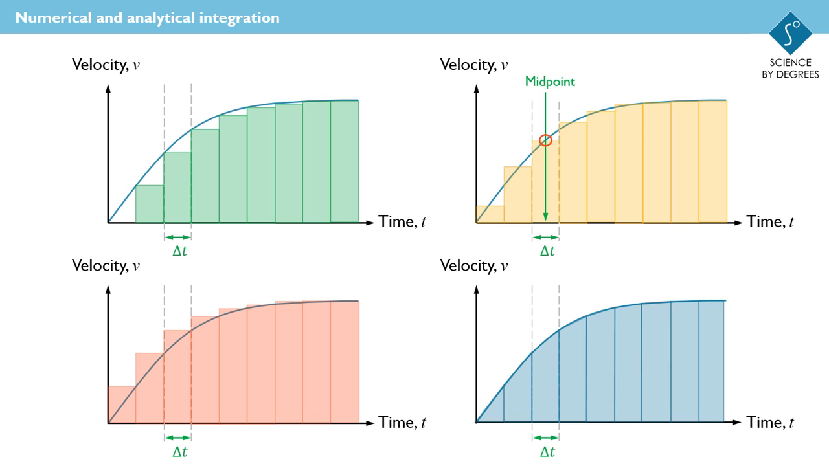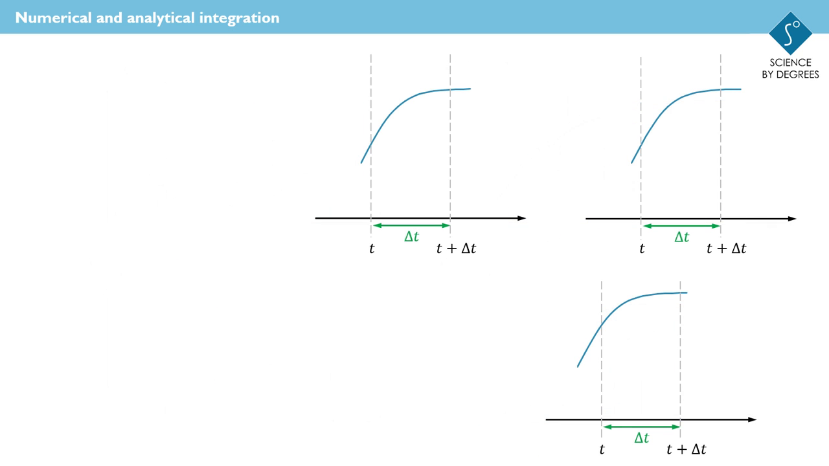Now we can write some maths down formally, but it doesn't change what's going on. We're just adding up small rectangles in different ways, or trapezia. We'll do it for 3 of the cases by looking at just one of the small time intervals of duration delta t, so that's a time interval from t to t plus delta t.